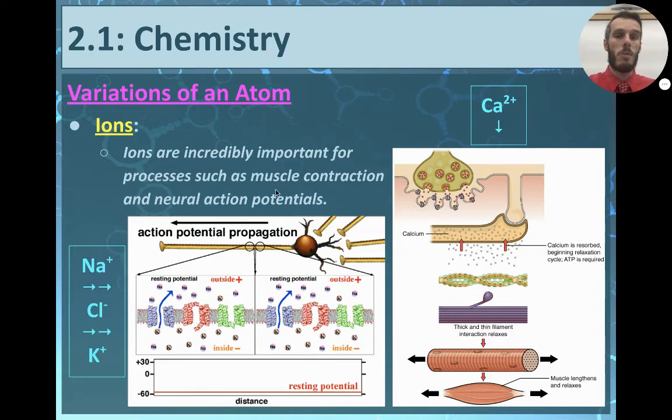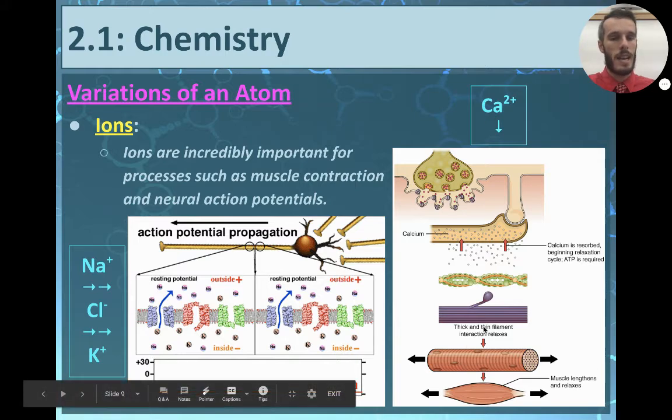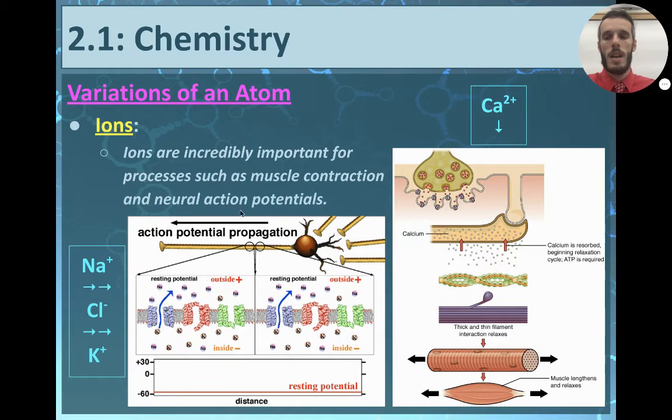Okay, so some notable ions that I want you to know. So ions are very important for muscle contraction and action potentials, which are the communication that goes down a neuron. So here we have a muscle fiber where calcium is very important for the functioning and the contraction of the muscle fiber. Okay, now over here, your neurons have a potential, which means that there's more negative charge on one side and more positive charge on the other.